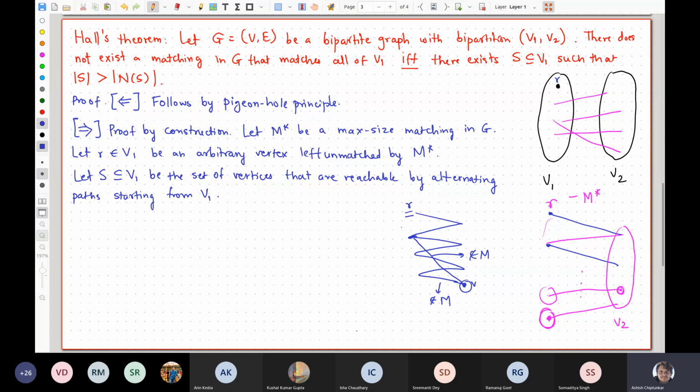V does not have a partner, and that is a contradiction because this is an augmenting path in that case. R does not have a partner, V does not have a partner, and you have an alternating path between them. So that would be a contradiction to the maximality of M star. Good.